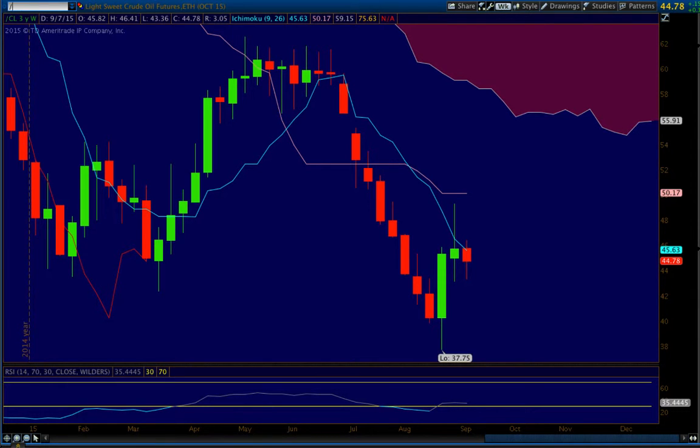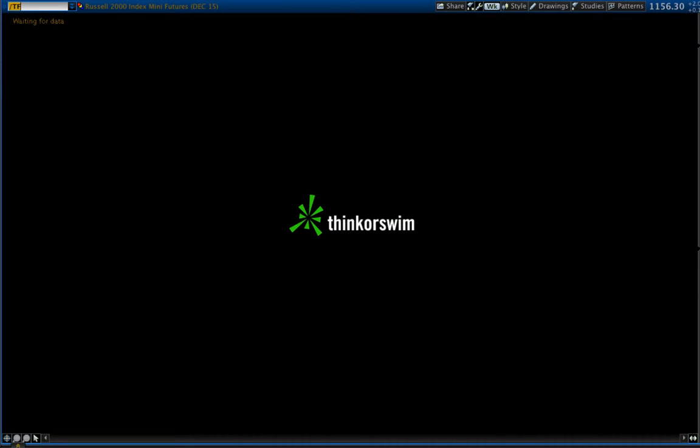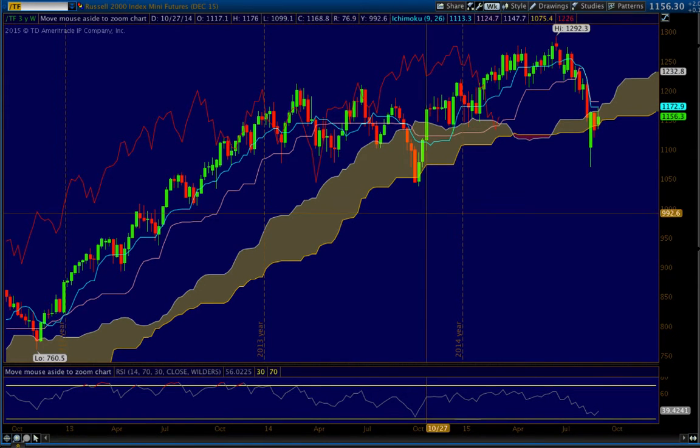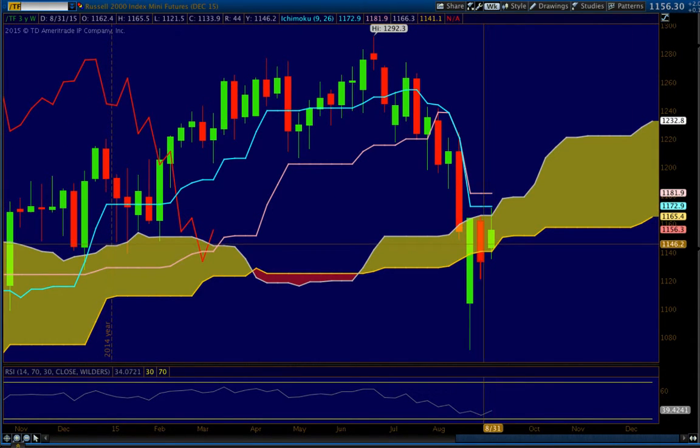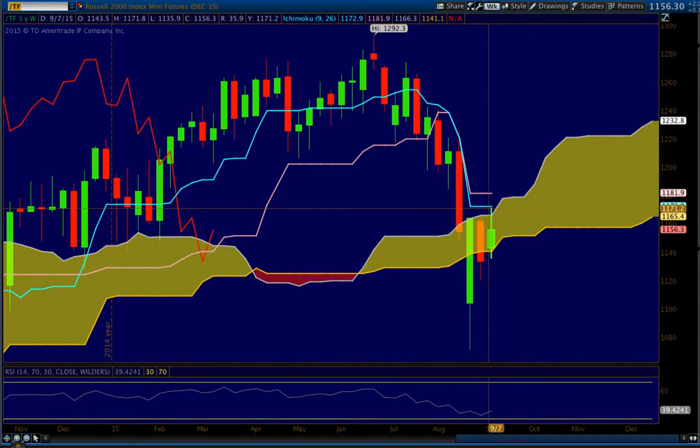Let's look at the Russell. The Russell is neutral in Ichimoku terms. We closed inside the cloud, so that's neutral. We did find resistance at the top of the cloud and just under the flat Tenkan-sen last week.